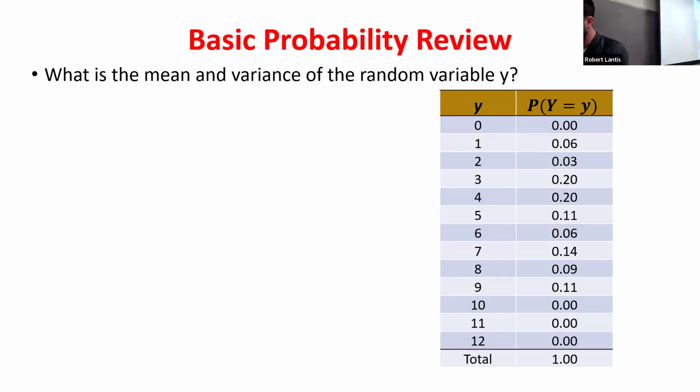So the very first thing I would want to do is calculate the mean, which I know is going to be the sum of all the different y values times the probability that y is equal to that specific value. I shouldn't have put the extra parenthesis in there. I just didn't write it very clearly.